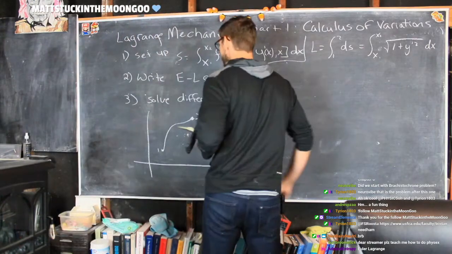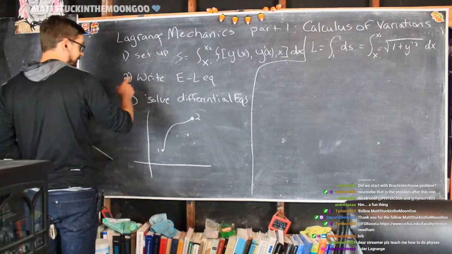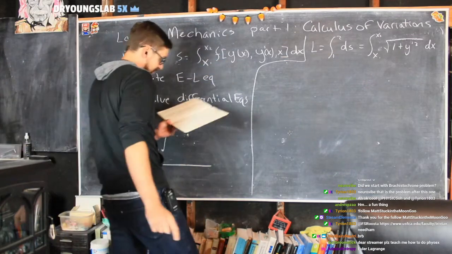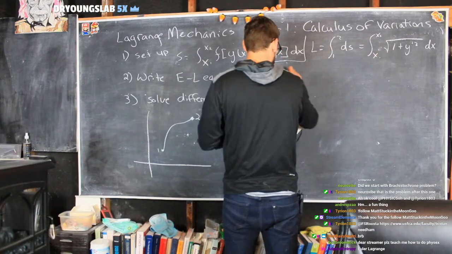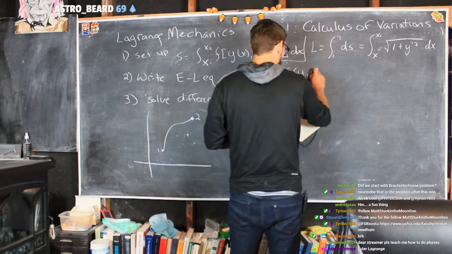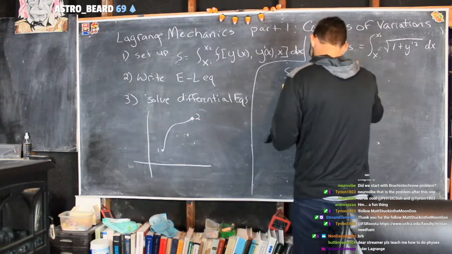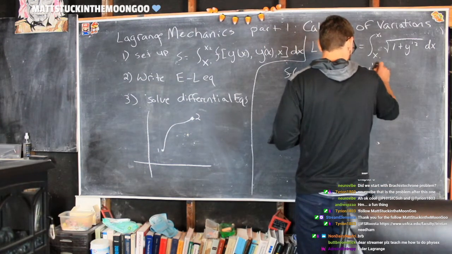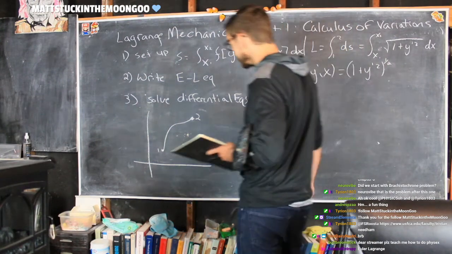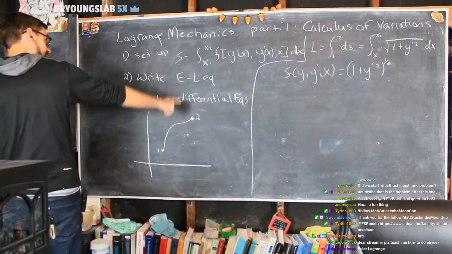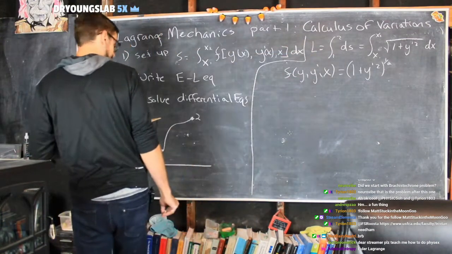So first we have to set up our integral. There's our integral. Nice. Now we've got to figure out what our f is. That's still part of the first step: we write our integral, then figure out what the f is. The f of y prime, x is equal to 1 plus y prime squared to the 1/2. Okay? So this is the format. Inside that, the only thing we have is that as our function.